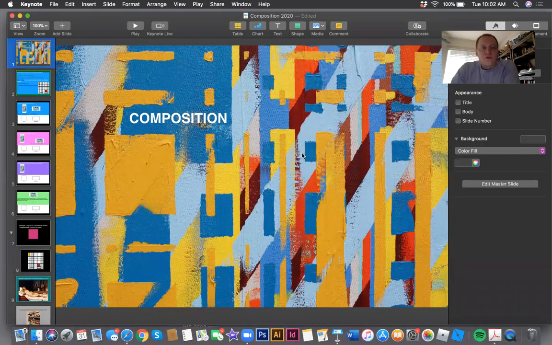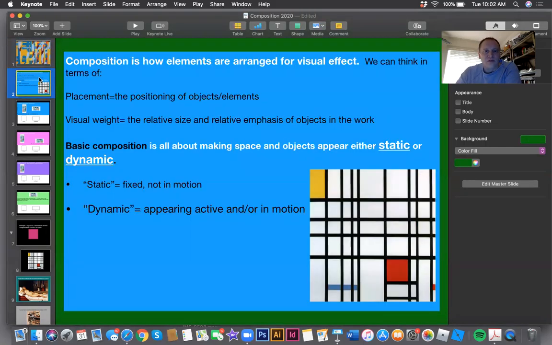Hi, everybody. We started with Gestalt theories last time, and now I want to talk about actually organizing those elements and shapes on a space. So we're going to look at composition today. Composition is all about how you arrange elements for visual effect. You can think in terms of placement and visual weight. Basically, composition is all about making space appear either static or dynamic. Static being fixed or not in motion, and dynamic is appearing active or in motion.